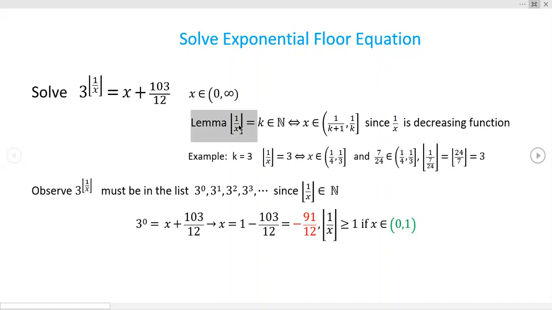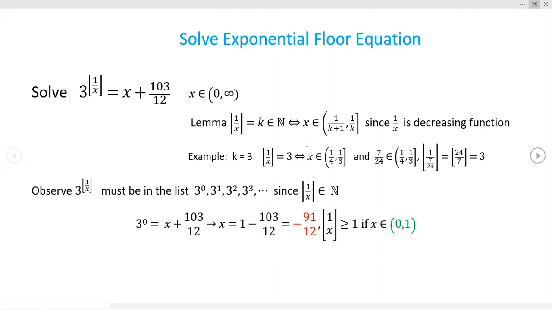Now the 1 over x function is a decreasing function. And so you can't put 1 over k plus 1 into here, because that would give k plus 1. And we're talking about k here, not k plus 1. So you have to have the open and closed setup right here.